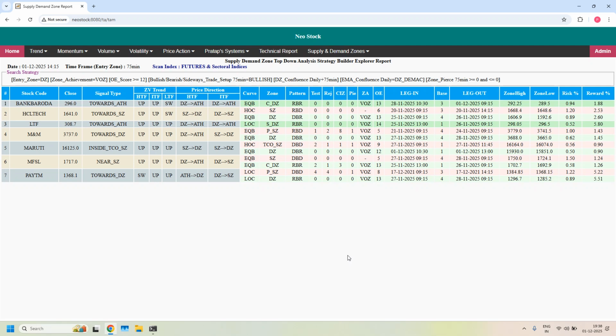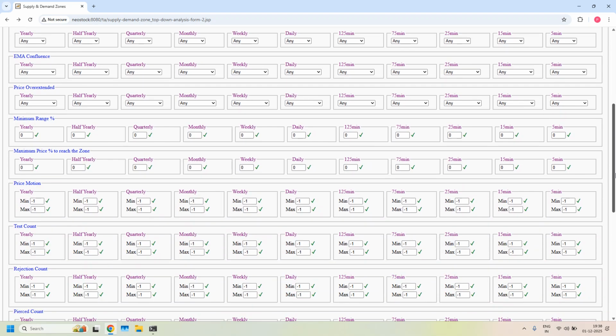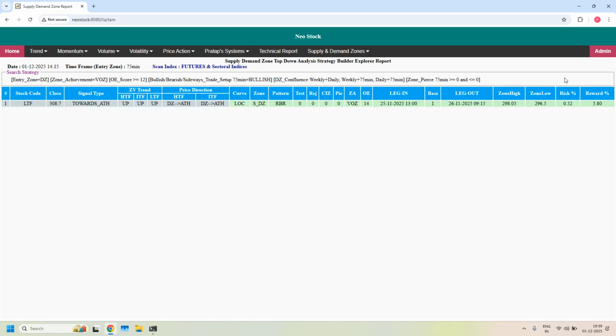Okay, now I will generate the second report based on the second strategy. Removing ITF EMA filter. First step in the second strategy, LTF, ITF, HTF demand zone confluence. So 3 filters we have to set: 75 minutes and daily, 75 minutes and weekly, daily and weekly demand zone confluence. By enabling all the 3 filters, out of 7 we got only 1 stock.